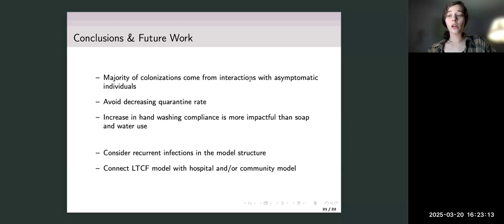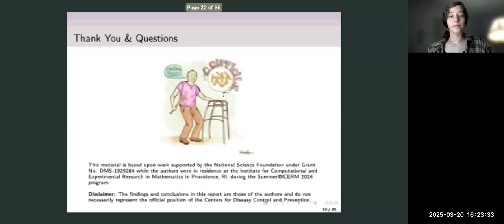For future work, we're thinking about considering recurrent infections in our model structure, since this is an issue that is prevalent with this disease. And we're also considering connecting this long term care model with a hospital or community model to get a wider understanding of how this disease transmits across different environments.